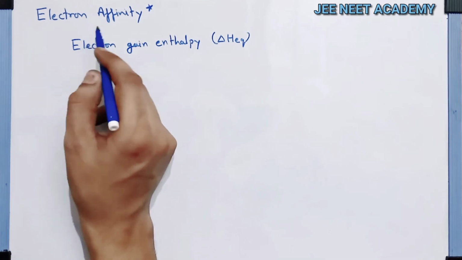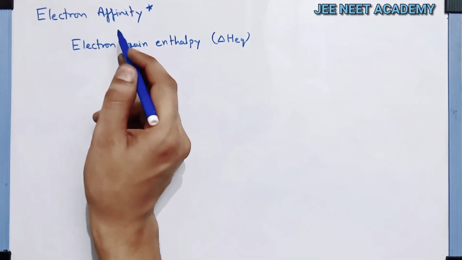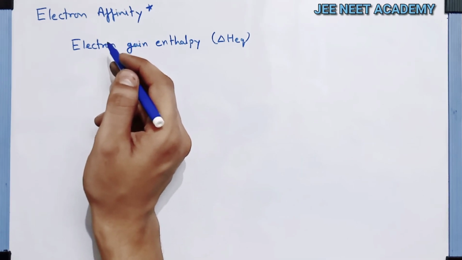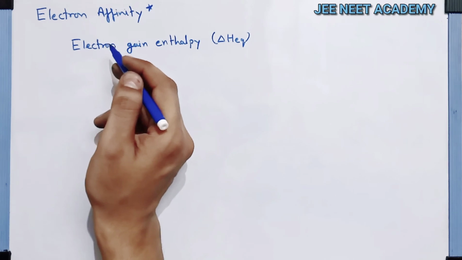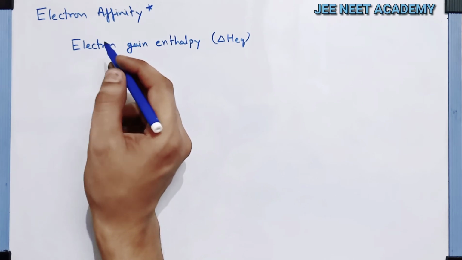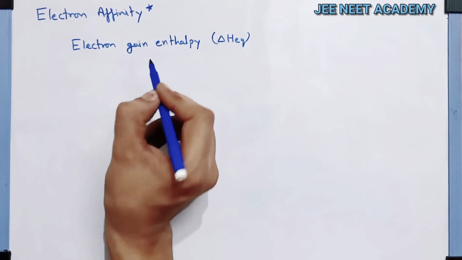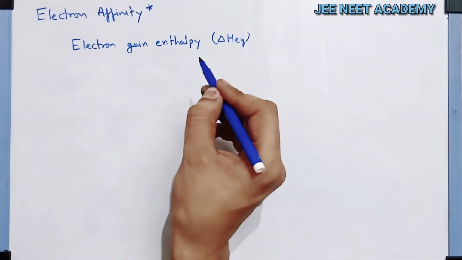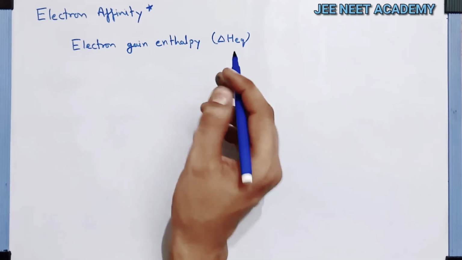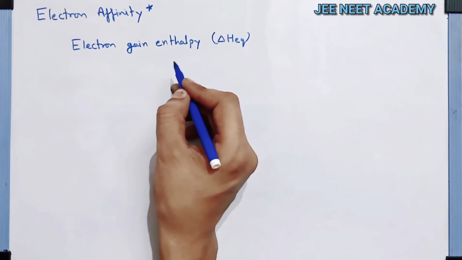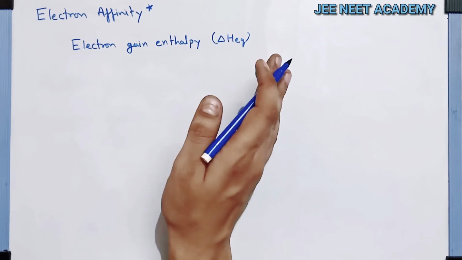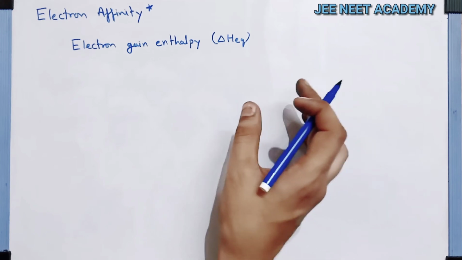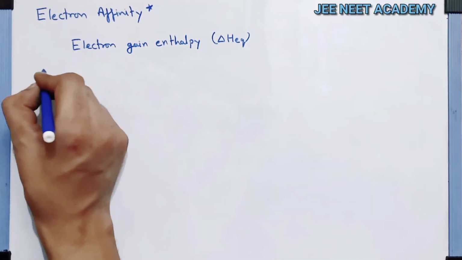So the definition for electron affinity is the amount of energy released when an electron is added to the valence shell of an isolated gaseous atom. The electron is being added in the valence shell of any element, and that atom is in a gaseous state and isolated also. That released energy is called the electron affinity.